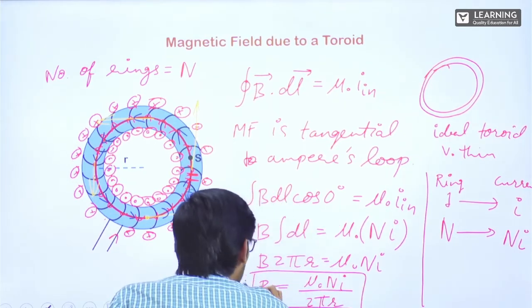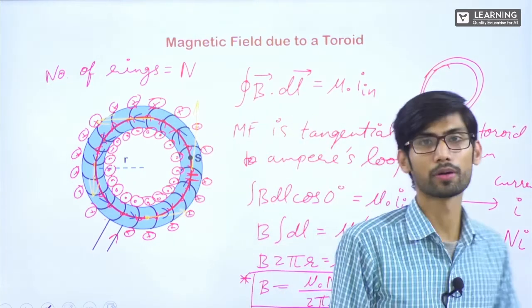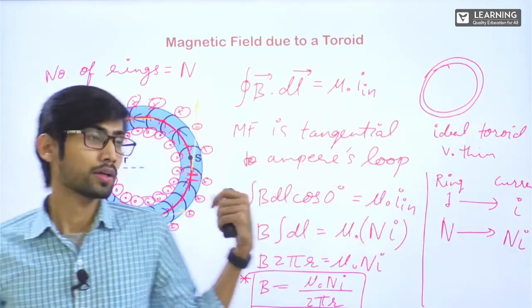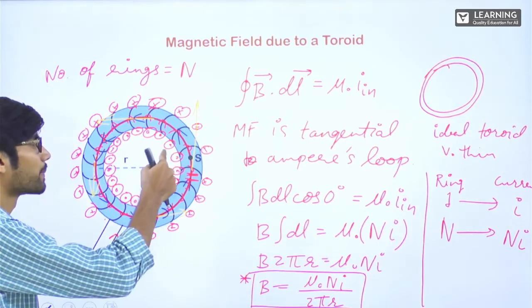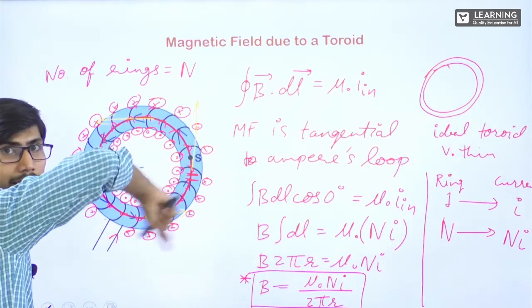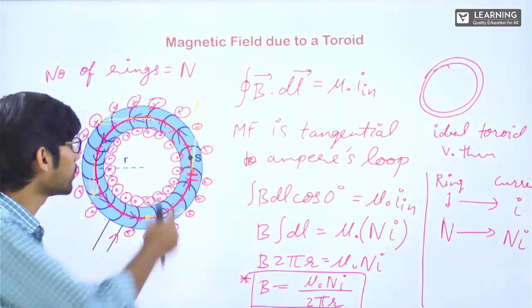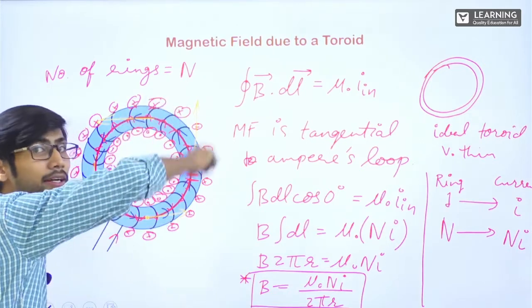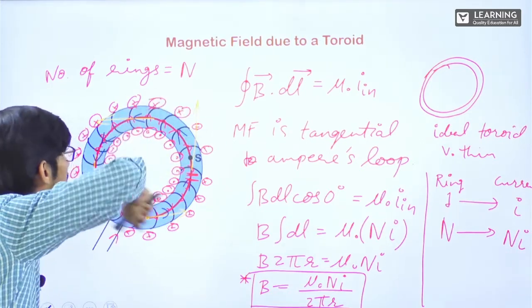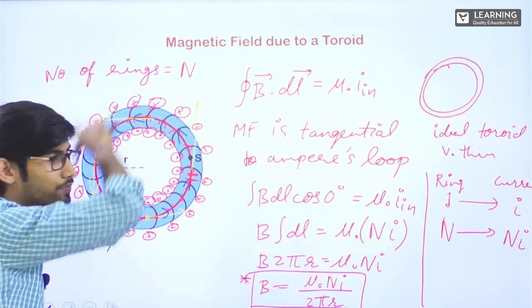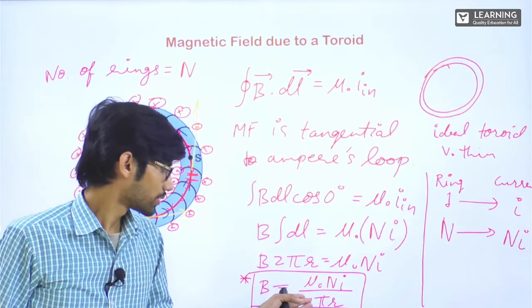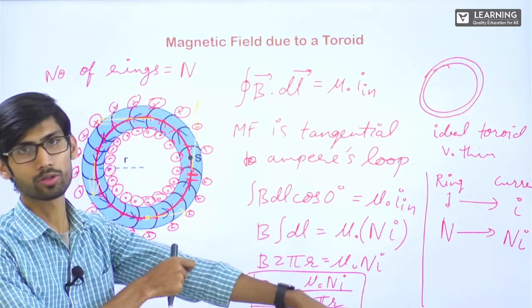Very, very important again. You should remember. For a toroid, the magnetic field is only inside, and the magnetic field will be in a circular loop actually. Along this toroid, tangentially, the magnetic field will be in the circular loop, according to the current. Fine. The magnitude will be mu naught N I upon 2 pi r.